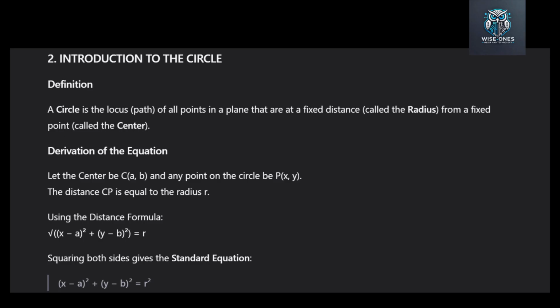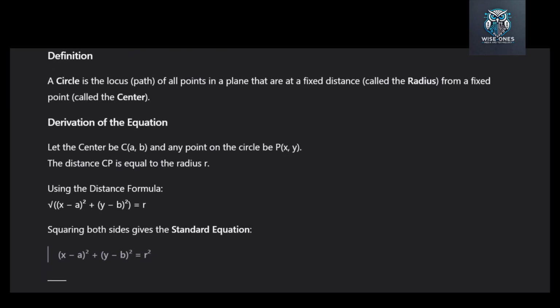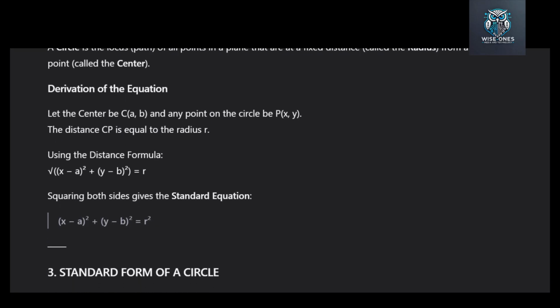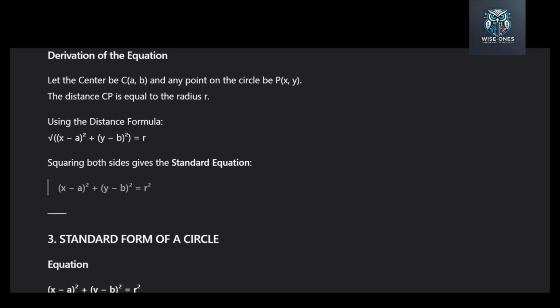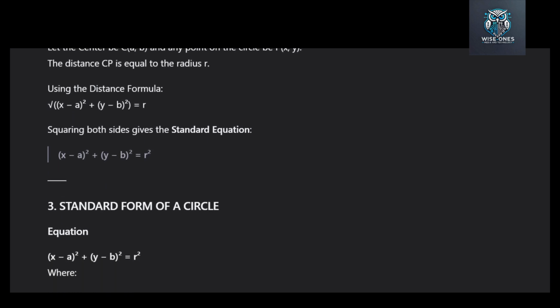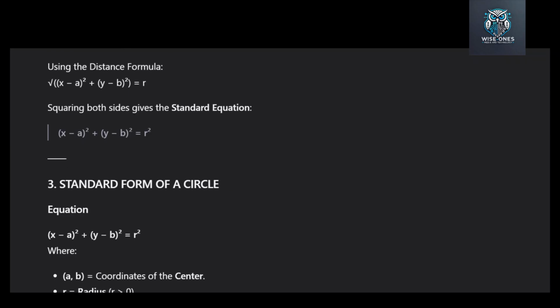Now let us look at the derivation of the equation. Let the center be C(a, b). Let any point on the circle be P(x, y). The distance between C and P is equal to the radius r. We know the distance formula from our previous lesson. It is the square root of (x2 minus x1) squared plus (y2 minus y1) squared.